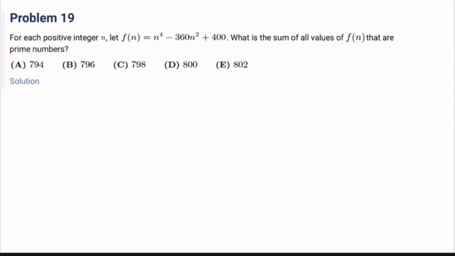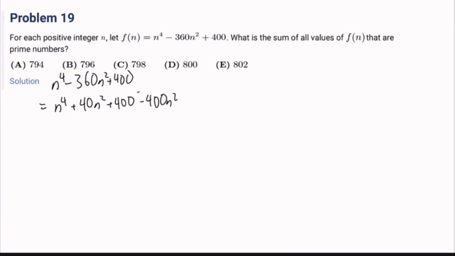Number 19. For each positive integer n, let fn equal this, right? What is the sum of all values of fn that are prime numbers? If we don't consider this, then we have n to the 4th power plus 400. That means n fourth minus 360 n squared plus 400. This equals n to the 4th power plus 40 n squared plus 400, right? And then minus 400 n squared. And so we know that this is a perfect square. So this is going to be equal to n plus 20 squared minus 20n squared.